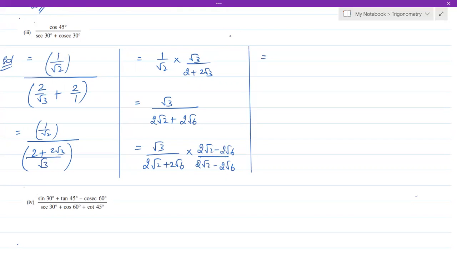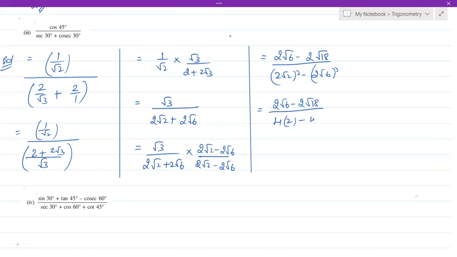The next step, binomial multiplication. Root 3 into 2 root 2. 2 as it is, root 3 into root 2 is root 6 minus 2 as it is, root 3 into root 6 is root 18. And the denominator is always a plus b into a minus b. So it will become a squared minus b squared. Okay. So 2 root 6 as it is minus 2 root 18 as it is, divided by 2 root 2 the whole square. Since 2 and root 2 are in multiplication, we have to square both. 2 square is 4, root 2 square is 2, minus 2 square is 4, root 6 square is 6.